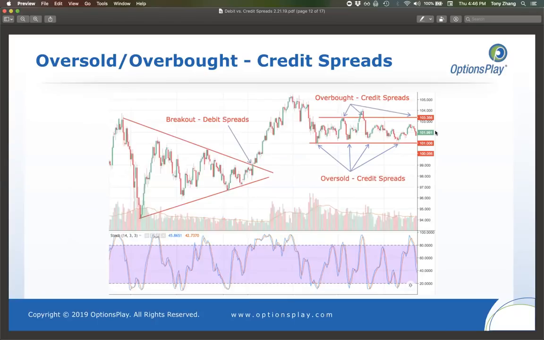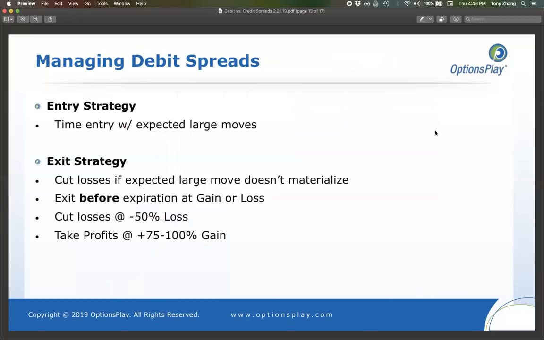So when you think about trading any of these strategies, first think about, what's my outlook on the stock? Do I think it's going to make a big move? If I do think so, take a look at debit spreads. If I think it's simply going to reverse and move and have more of a neutral view, that's when you're better off selling a credit spread. So how do we manage these?